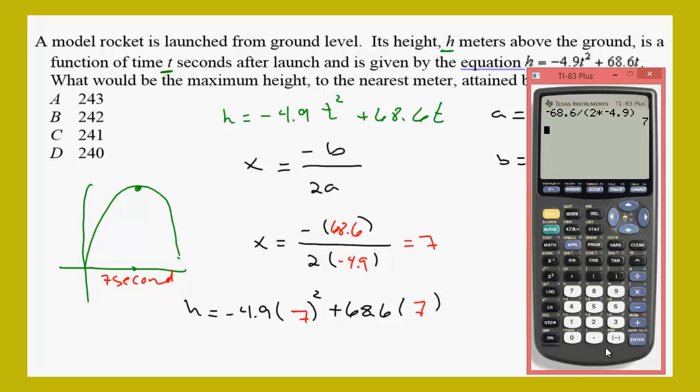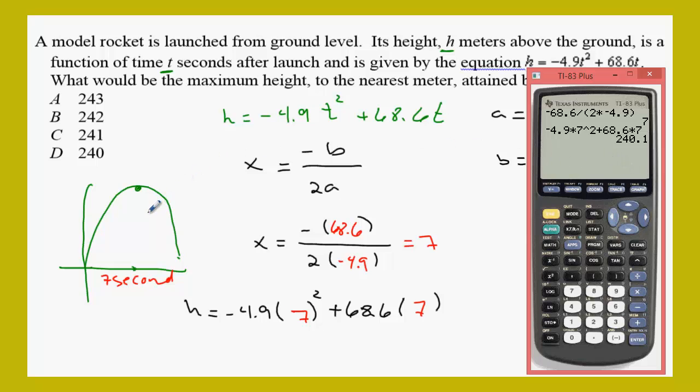Get your calculator. You have negative 4.9 times 7 to the power of 2, plus 68.6 times 7, equals 240.1.